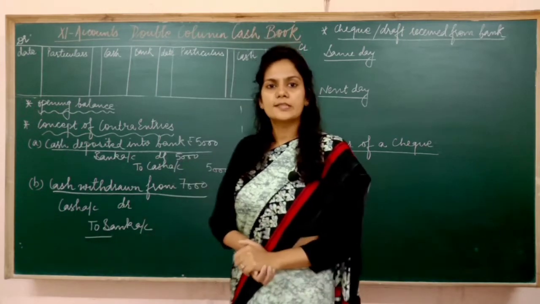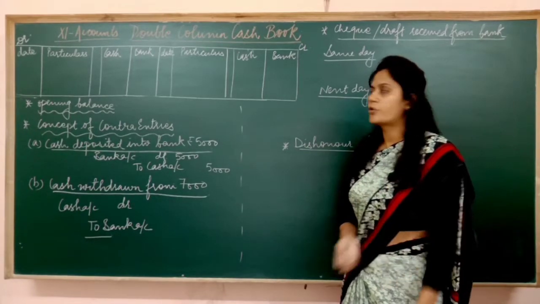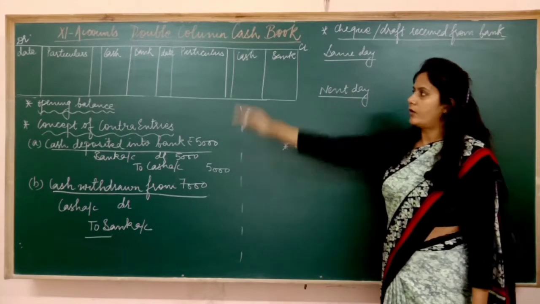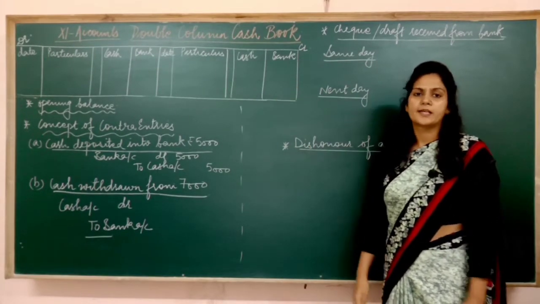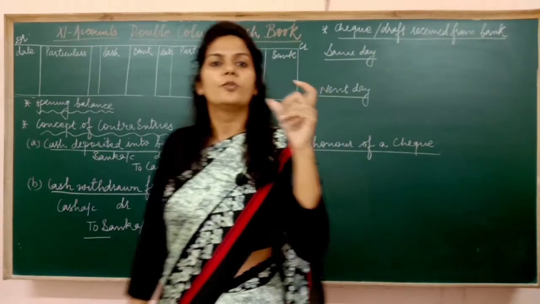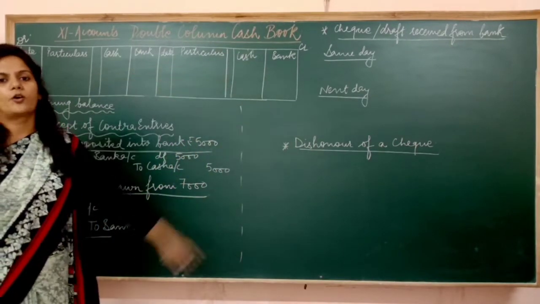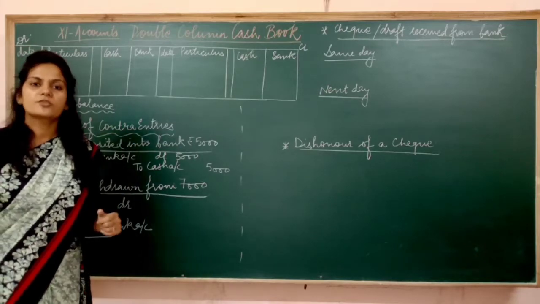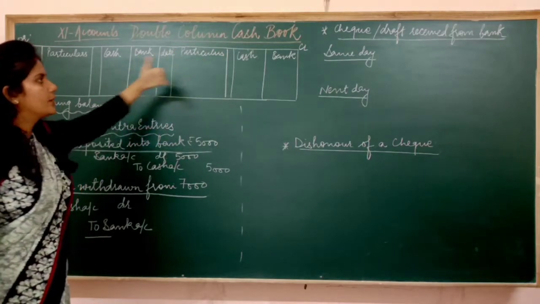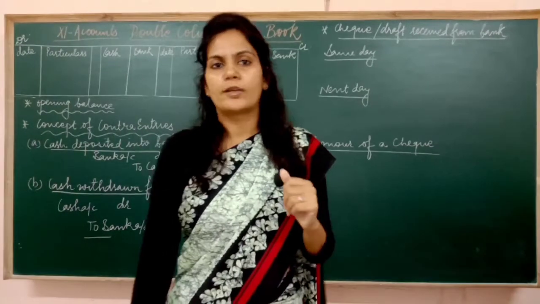See, double column cash book first of all means that apart from having a cash column, there is one more column, that is bank, on both the sides. One on debit and one on the credit side. It means that earlier we were having only one column, that is cash column. Now it's cash and bank, both the columns will be there. Transactions of the cash will be recorded in the cash column, transactions of the bank will be recorded in the bank column. Now I would like to tell you which bank column I am talking about here.